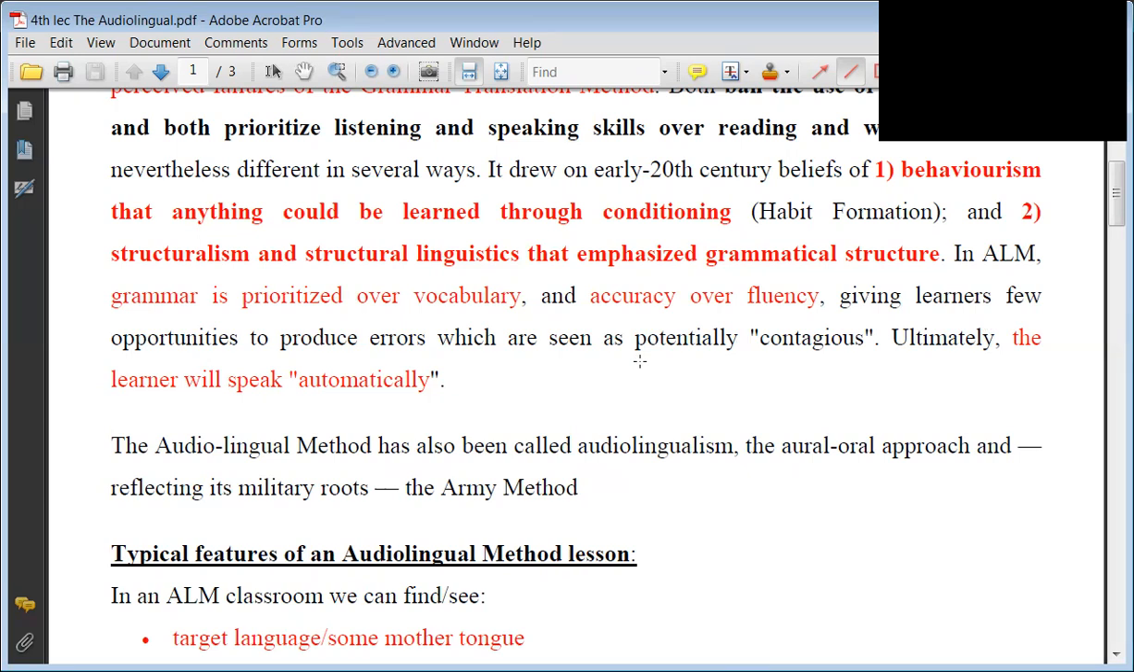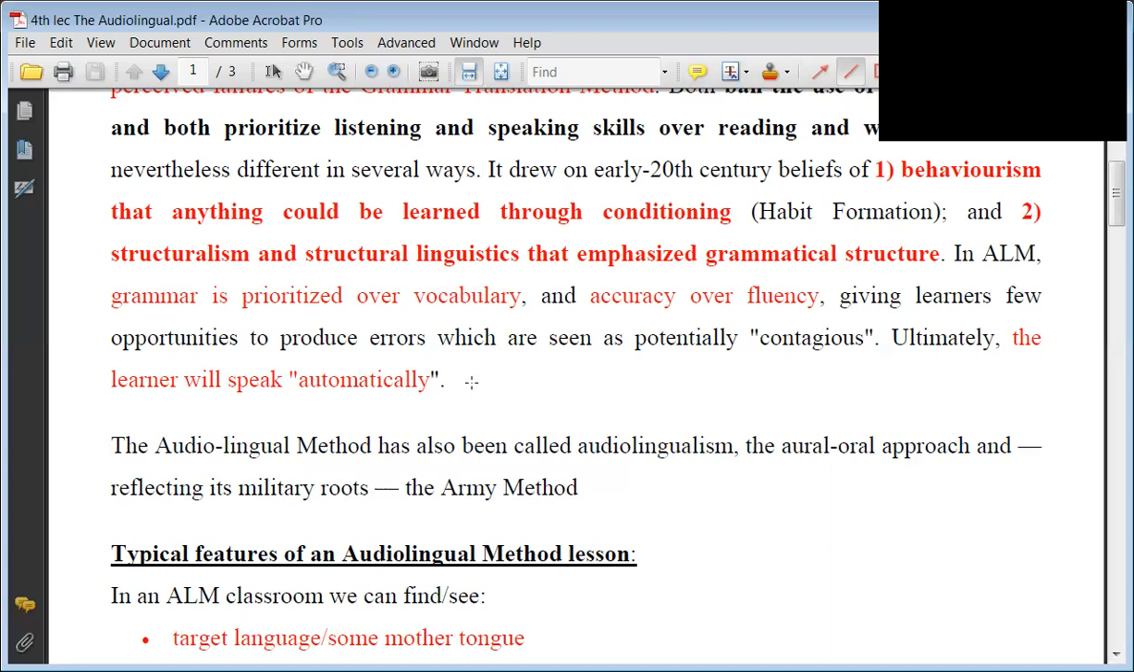And then comes giving learners few opportunities to produce errors, which are seen as potentially contagious. Contagious means معدية يعني تسبب العدوى. So that's why they don't give opportunities for mistakes. الخطأ هنا دائما يأكدون على أنه لا يخطأ المتعلم حتى لا يكون عادة غير محبذة بتعليم اللغة وهذه ممكن تكون معدية للآخرين. So that's why I've just tried that in Arabic in order to make the idea more clear.